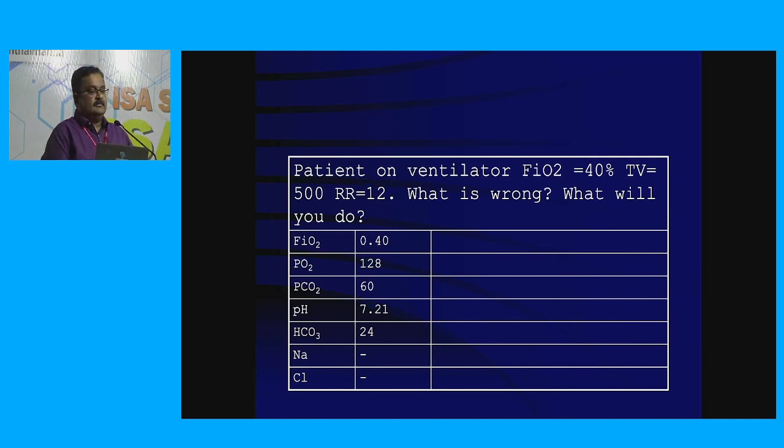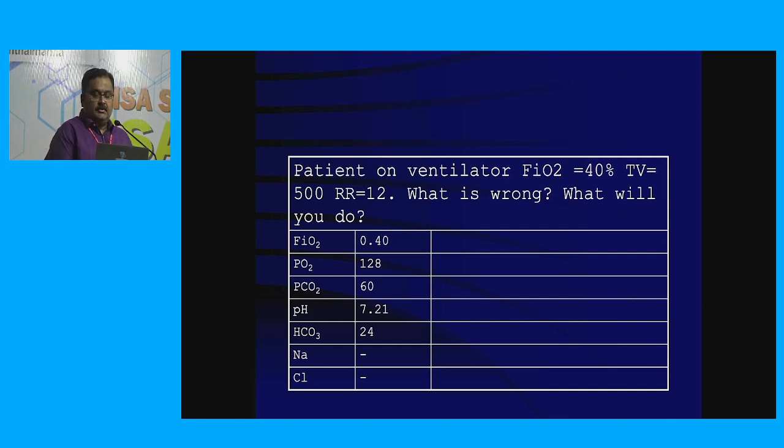Next. Patient is on ventilator, FiO2 is 0.4, tidal volume you are giving 500, respiratory rate is 12. The PO2 is 128, PCO2 of 60, pH is 7.21, bicarb is normal. What is your interpretation? So here the PCO2 is higher, it is 60. The patient is having a respiratory rate of 12. Maybe by increasing the respiratory rate, we can decrease the PCO2 and the acidosis can be corrected.